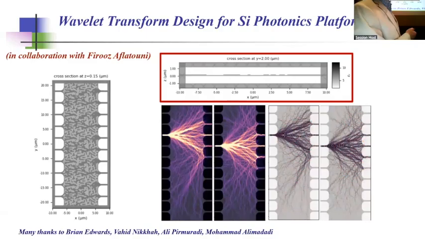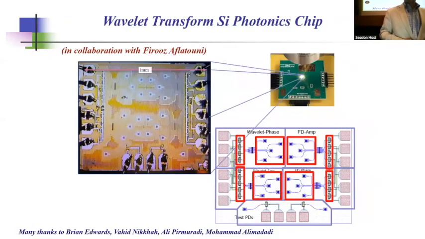You put this input, you see how the field propagates through this system, through this single mode slab. And what comes out gives us an indication of the strength of the wavelet transform that we have there. So this is the chip that we built. It's about 1 millimeter across in the image that you see over here. This is the schematic of the chip.